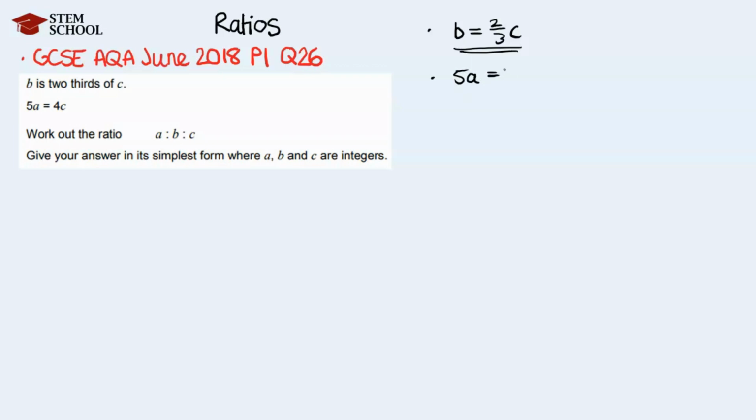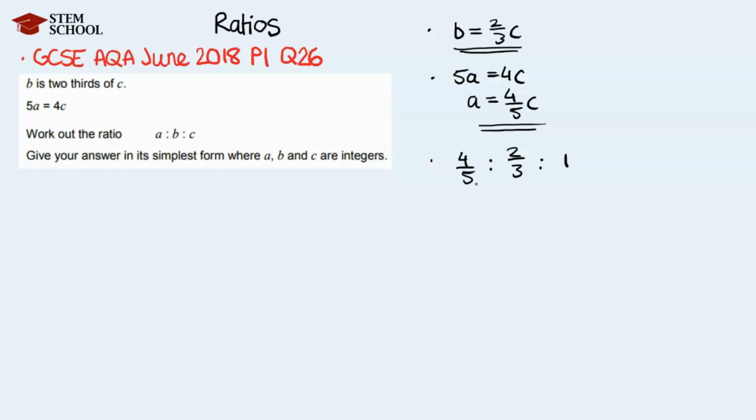We've got 5a is equal to 4c. Now, just like before, we want an expression for a including c. So we can write a on one side, and it will be a is equal to 4/5 of c. Now at this stage, we can write the ratio a, b and c in terms of expressions of each of the different letters. So for a, we've got 4/5. Then for b, we've got 2/3. Then for c, we just have 1.